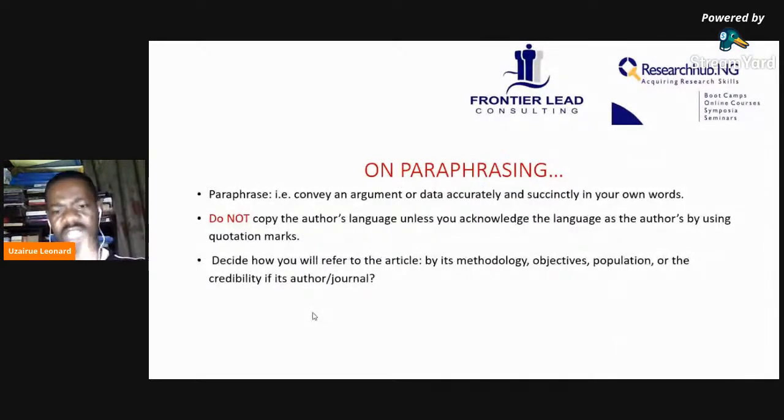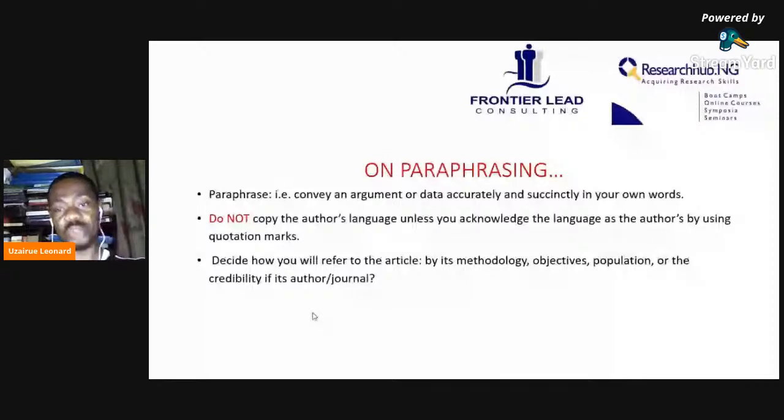So this is also very, very important: referring to the article or the ideas of an article based on the section of that particular study that you are including in your study at that particular point in time.